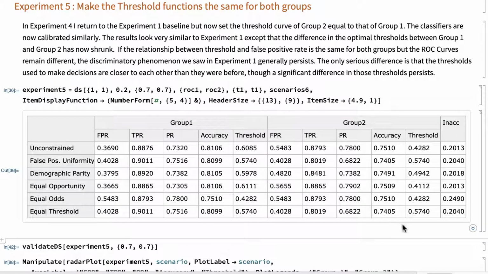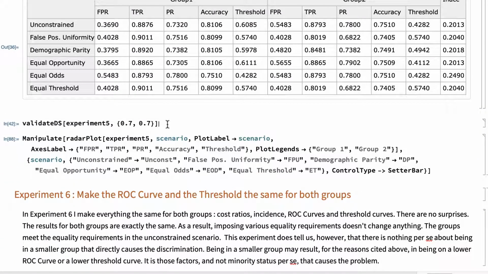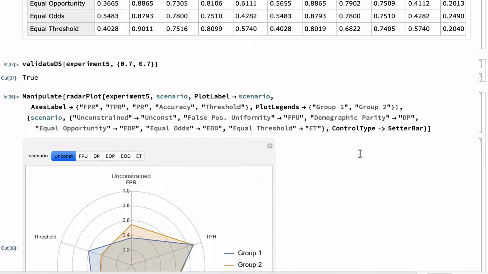And now we're back looking at something very similar to experiment 1. The gap in thresholds is a little smaller than it was in experiment 1, but otherwise it's the same flavor. And so changing the calibration of the classifiers does not have a real large effect on relieving the problem of discrimination that can exist as a result of having different ROC curves.